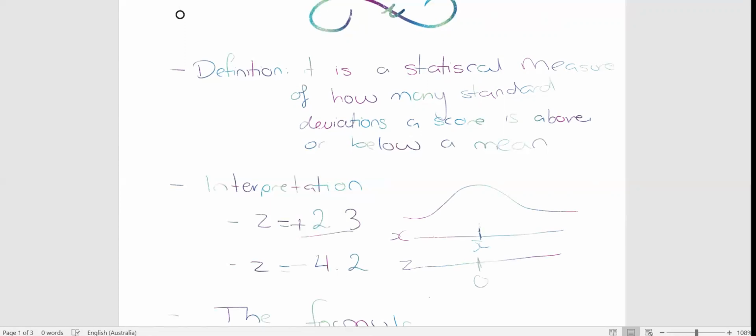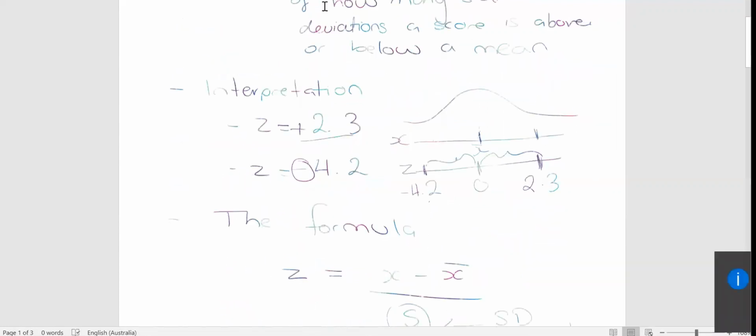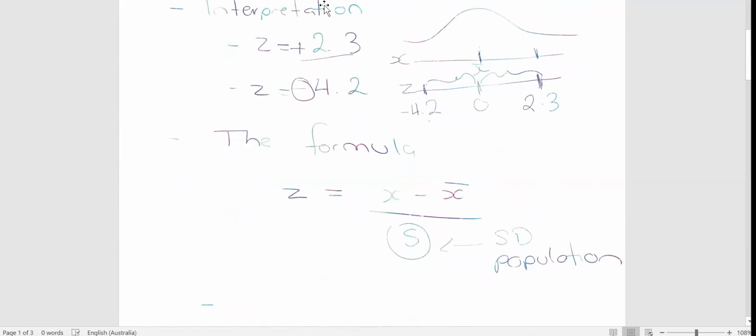That just means that the corresponding x-score for this z-score is 2.3 standard deviations above the mean. And if we have a z-score of negative 4.2, that just means the matching x-score is 4.2 standard deviations below the mean. So we can calculate this using a formula. This formula is going to be given to you on the formula sheet in your HSC exam, so you don't need to remember it. You do need to remember how to manipulate it though.